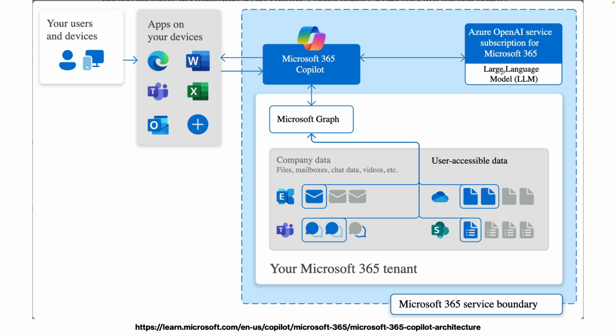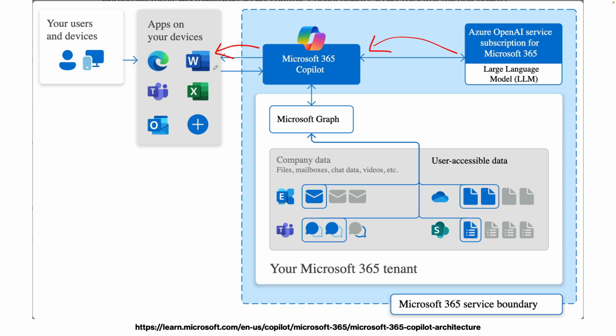Then the LLM will use the new prompt, which was a result of the grounding aspect, and it will generate a response that is contextually relevant to what you're asking it to do. And then the response basically flows back to Copilot and it will eventually get displayed in your application.